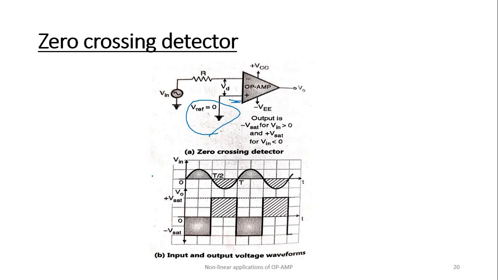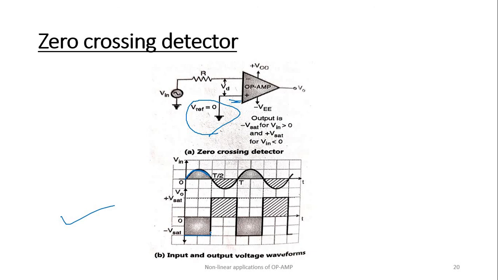Refer to the waveform shown in this figure. When the input sine wave crosses zero and becomes positive at the instant zero, the differential input voltage Vd becomes negative and the output voltage swings to minus V saturation. That means when Vin becomes positive, the output voltage becomes minus V saturation.